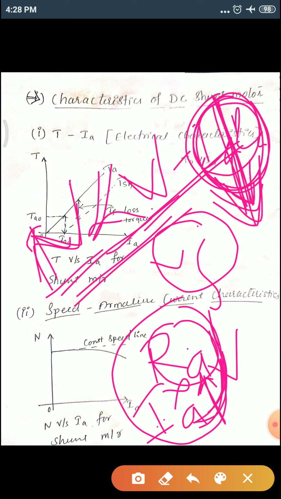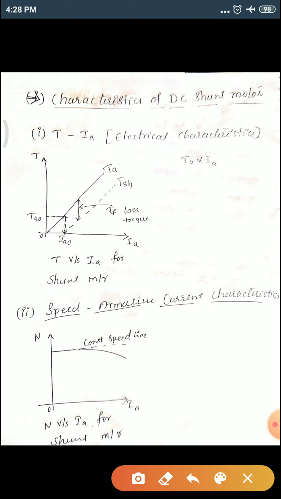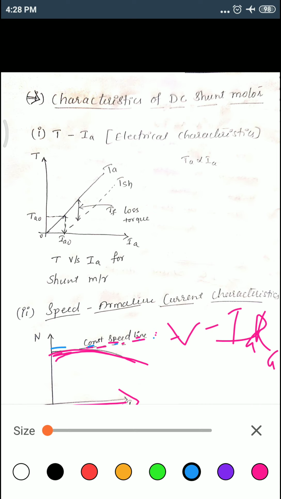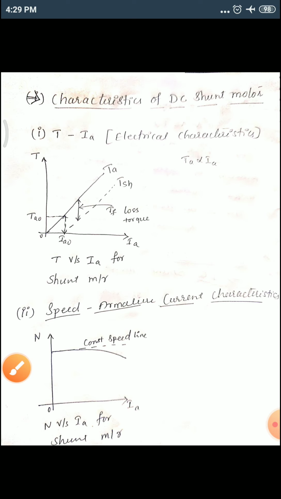Okay, this value is a small quantity. Therefore what we can say is, even though the current changes, your speed remains the same. Okay, a slight change will be there because of that V minus IA RA. It should be like this, along this line, but because of this IA RA it is going to change slightly, it reduces. So this is the speed armature current characteristics of DC shunt motor.